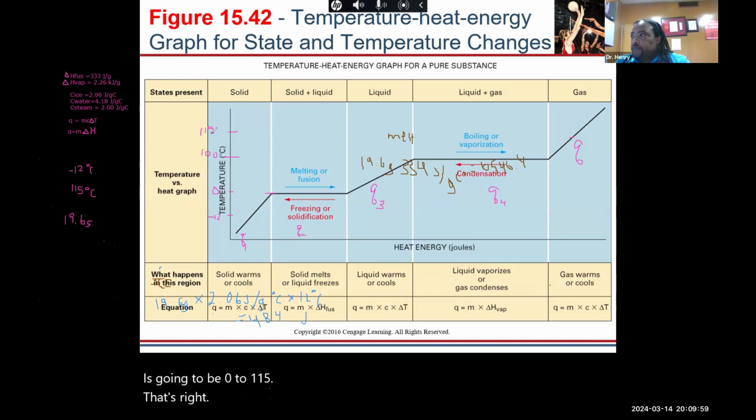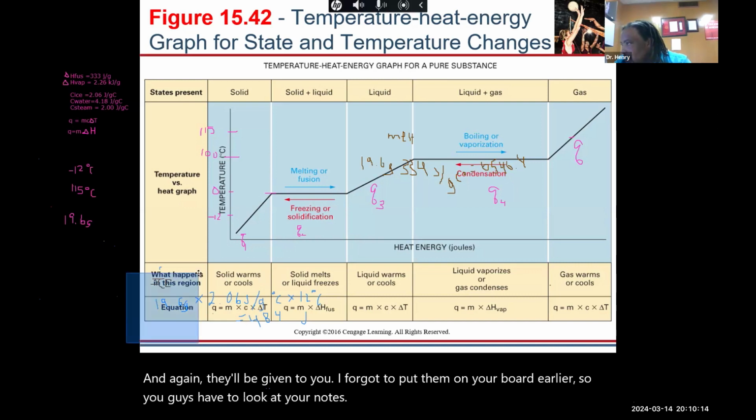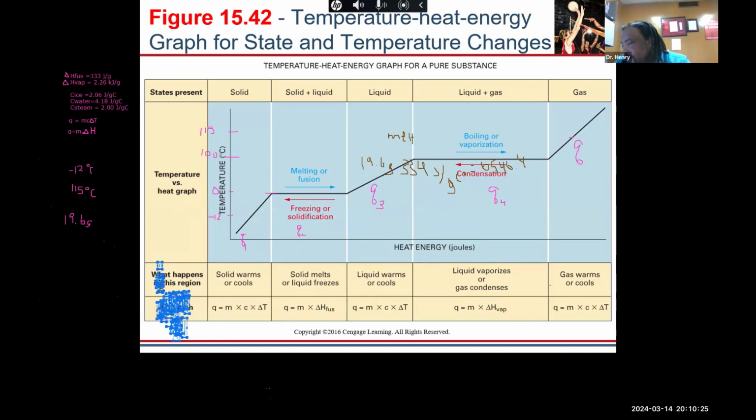So then we have all of our constants listed up here. And again, they'll be given to you. I forgot to put them on your board earlier. So you guys have to look at your notes. That makes sense. Okay.